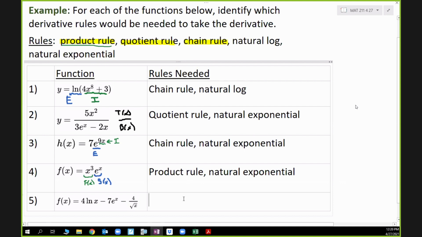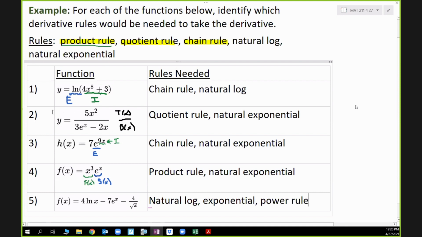Number 5 was not in any of these polls. It wasn't a product rule, quotient rule, or chain rule. This does have a natural log, exponential, and this wasn't in our list, but it does have a beefy power rule at the end there. So you're not going to be told what rules go with what derivatives on the test. So being able to identify what rules you need will be important.